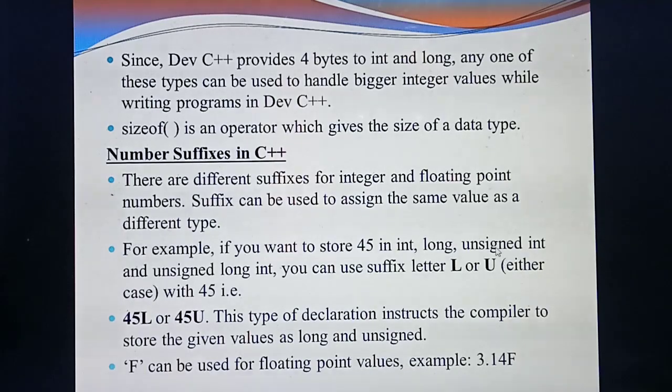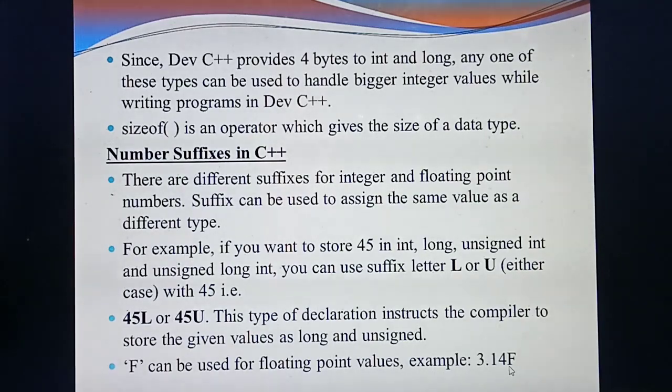Next, the letter F. This is important. Okay, L and U. The letter F is used to denote floating point values. So the capital letter F is used to denote which one? Important one mark question: floating point values. For example, they are giving 3.14F. By seeing it, you can identify this belongs to floating point values. Understood?